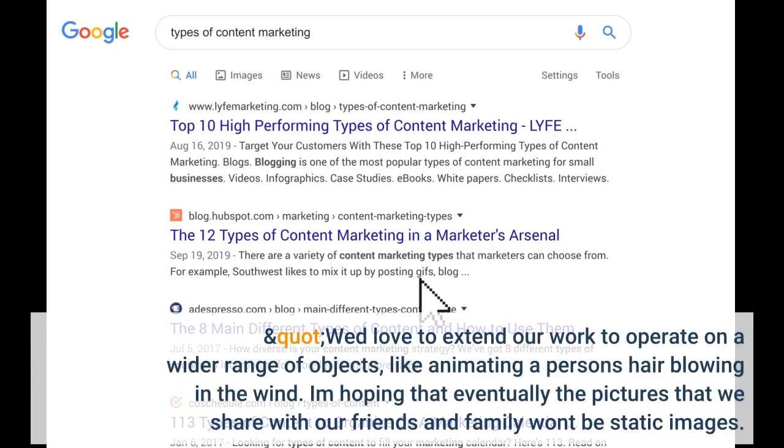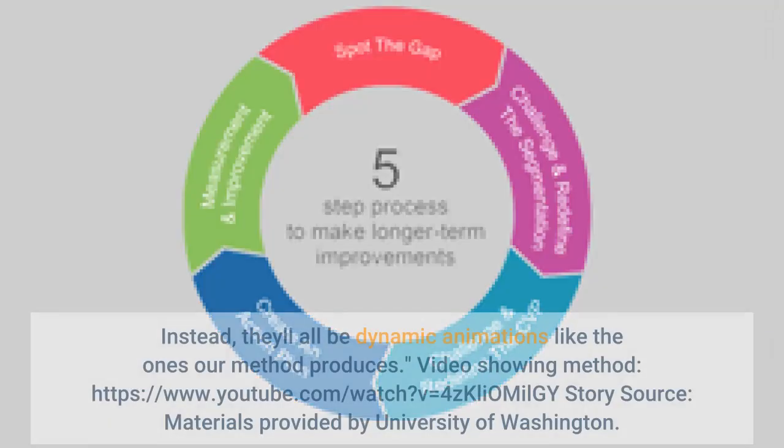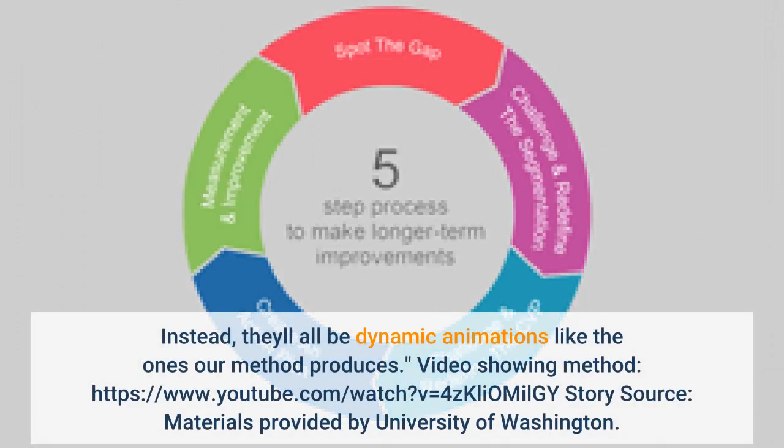We'd love to extend our work to operate on a wider range of objects, like animating a person's hair blowing in the wind. I am hoping that eventually the pictures that we share with our friends and family won't be static images. Instead, they'll all be dynamic animations like the ones our method produces. Video showing method.